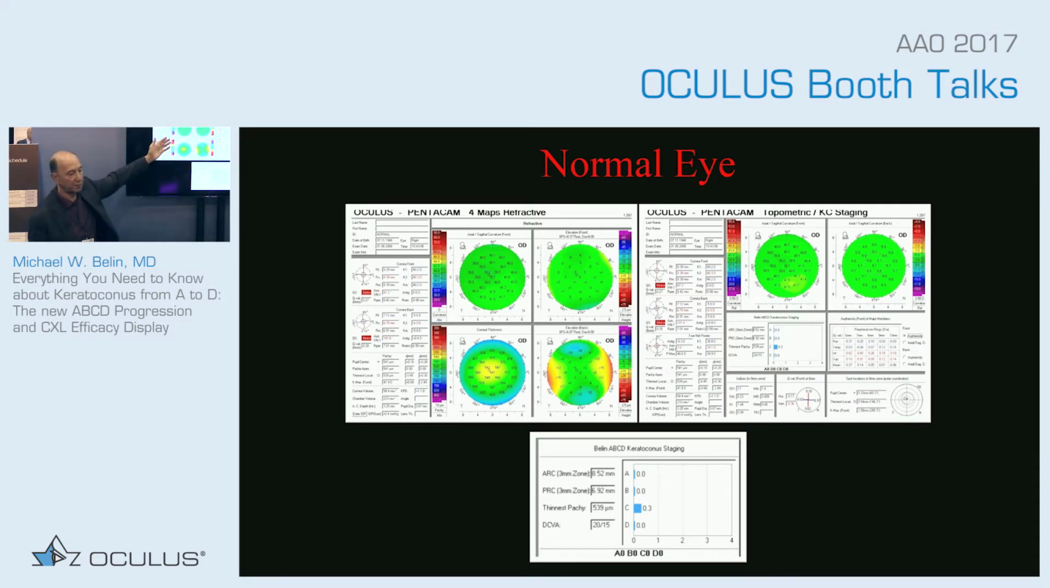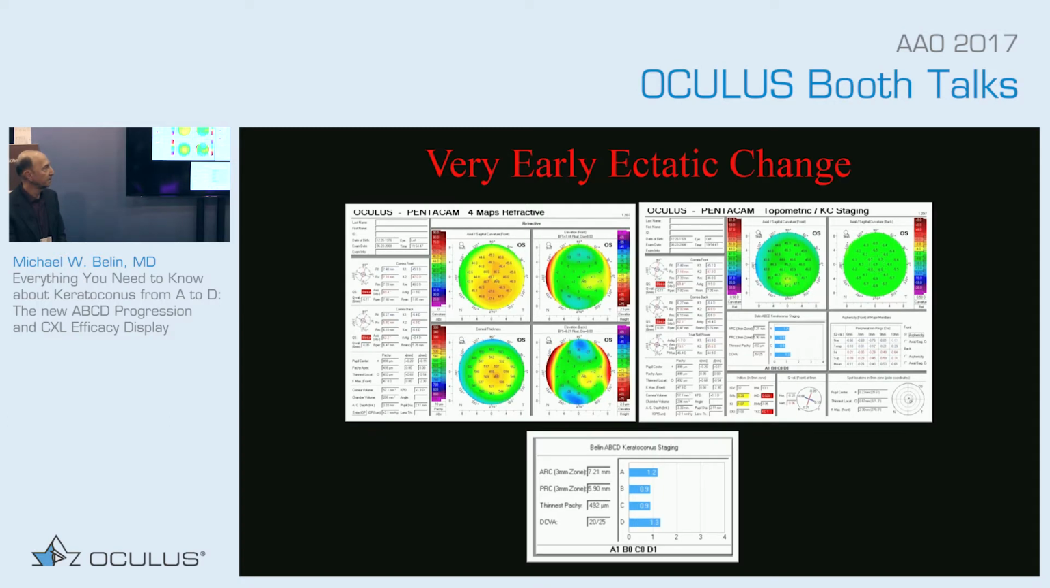So this is the normal 4-map refractive. That's the Topo Metric Keratoconus staging. This is that section blown up. And here you can see it's a very normal eye. So we have zeros right across the board. This is now very early ectatic change. You see the A's 1.2, and you'll see again A1, B0, C0, D1, mild decrease in vision because we have some mild changes on the anterior surface.